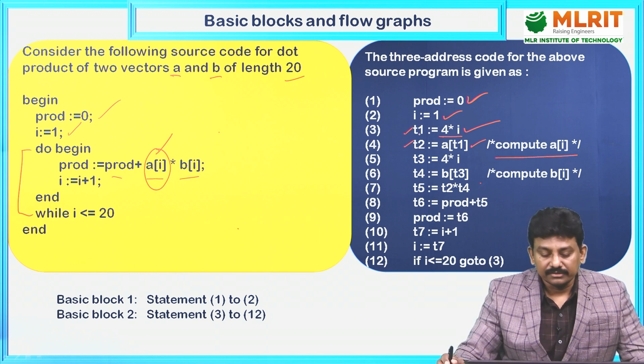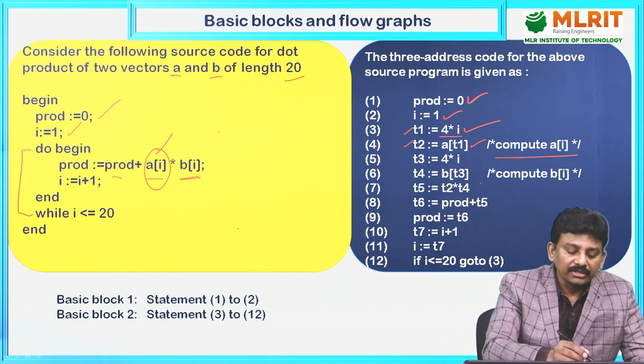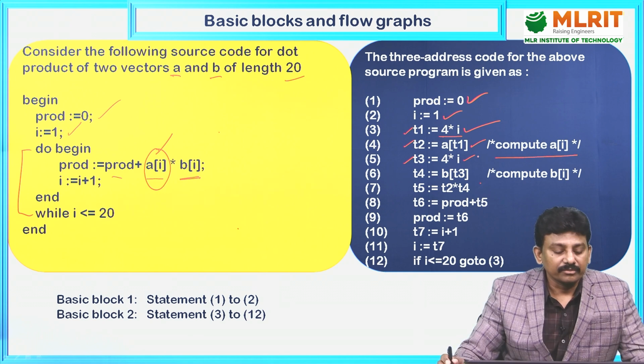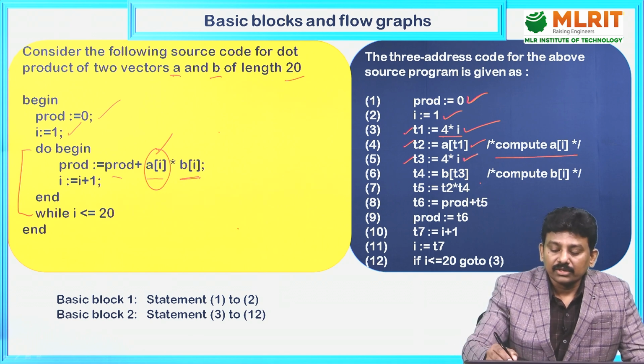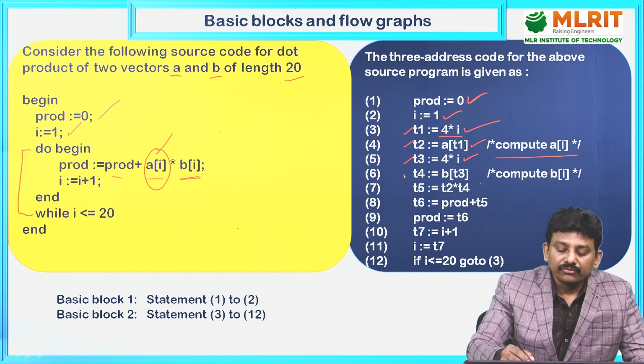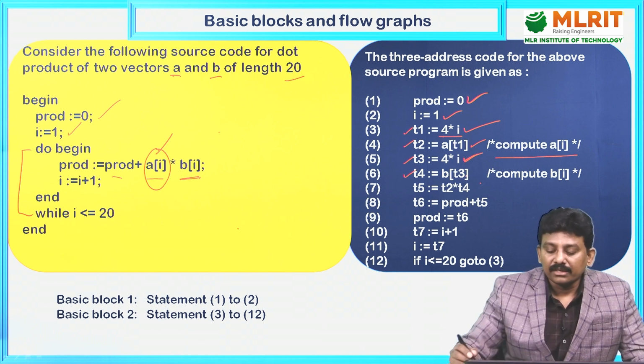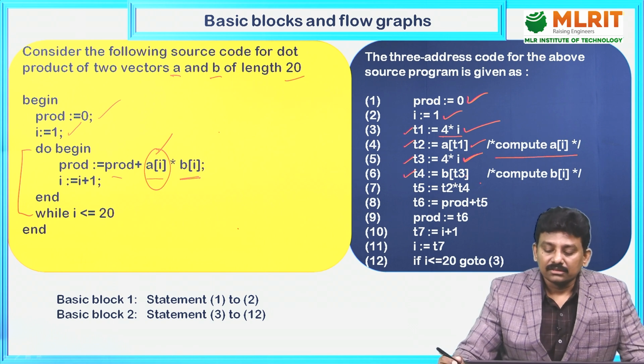T2 is equal to A of T1. Next evaluating B of i. Temporary variable T3 is equal to 4 into i, need 4 bytes, another 4 bytes for B of i. So 4 into i. Next T4 is equal to B of T3, T3 is 4 of i, so B of T3. So T2 is equal to A of T1, T4 is equal to B of T3.